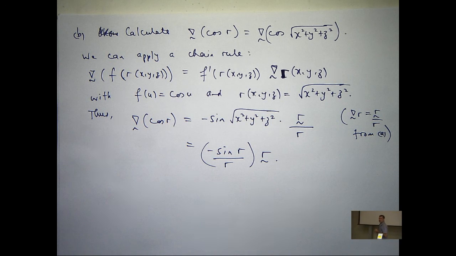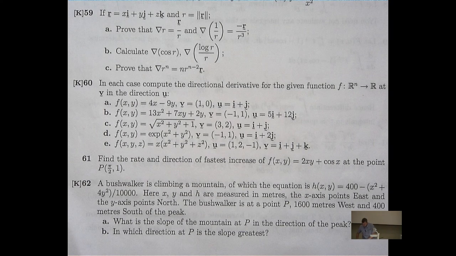Okay, so I'll leave part C for you guys to do. Let's have a look at directional derivative. So we're going to look at 60 now. We've got a whole list of functions and a whole list of vectors. I guess these v's are vectors here, but technically they're supposed to be points. Compute the directional derivative for the given function at the point associated with this vector in the direction of u.